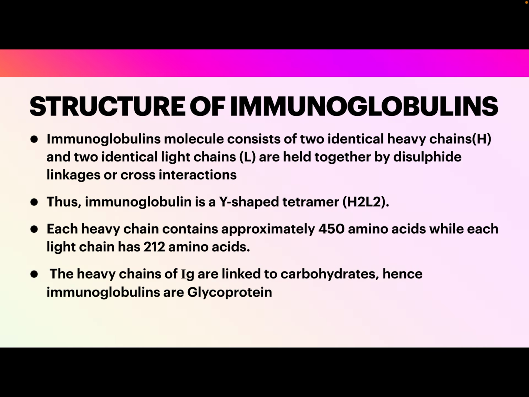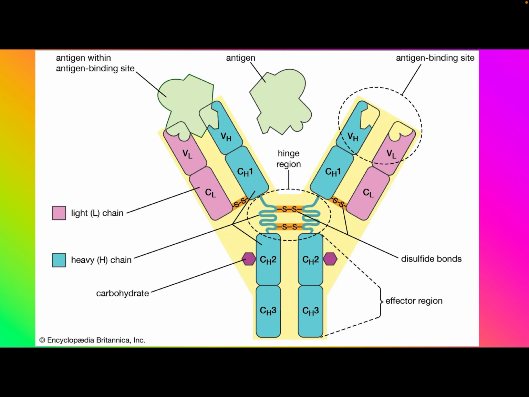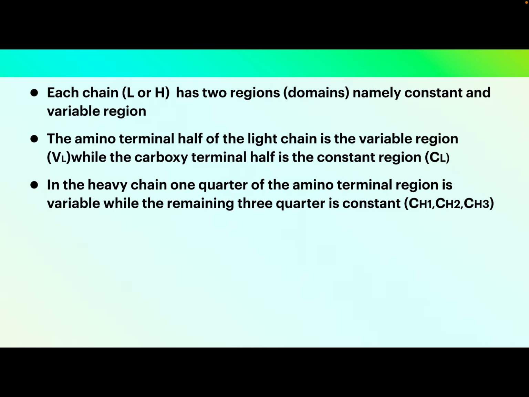Then why is it called the heavy chain? Because the heavy chain consists of approximately 450 amino acids, whereas the light chain consists of only 212 amino acids. Each heavy chain or light chain has two regions, or domains, namely constant and variable regions. In the light chain, you can see one variable region and one constant region. In the heavy chain, you can see one variable region and three constant regions. That is why it is said that in the heavy chain, one-fourth of the amino terminal region is variable, while the remaining three-fourths is constant.